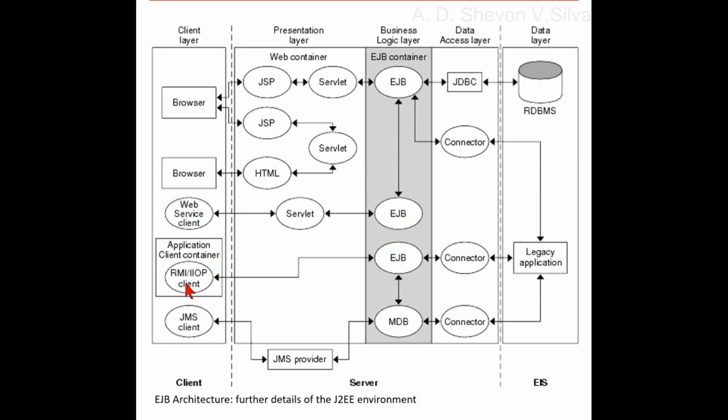Here the RMI and IIOP client in the application client container interacts with EJB, and EJB interacts with MDB, and EJB interacts with connector. Connector interacts with the legacy application. Here the JMS client interacts with the JMS provider. The JMS provider interacts with MDB. MDB interacts with EJBs, and connector interacts with the legacy application.